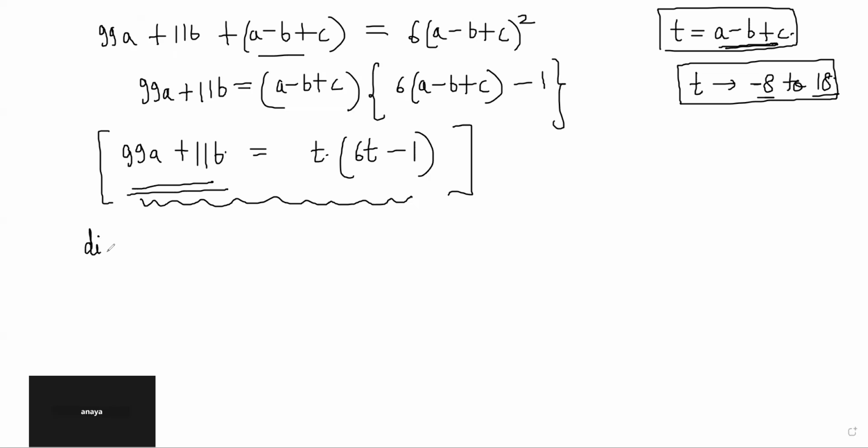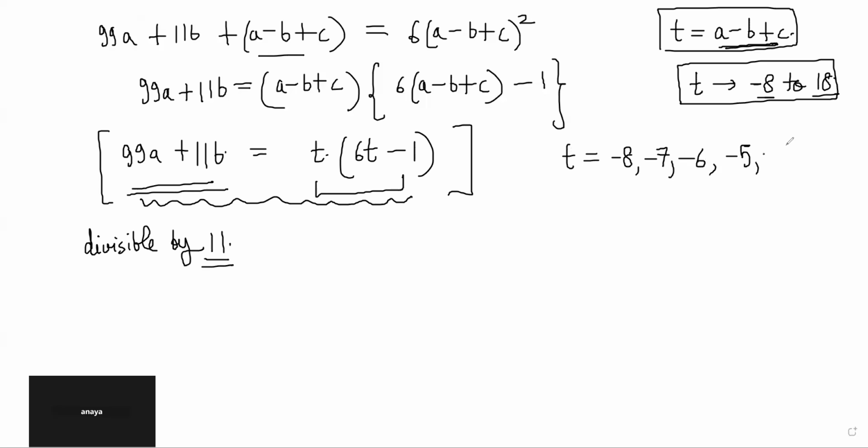It's divisible by 11. So now the right side should also be divisible by 11 somehow, right? So what are the basic numbers that we can take which will make the right side also divisible by 11? That's what we'll try to figure out. T can be any integer from minus 8, minus 7, minus 6, minus 5, minus 4, and so on till 18.